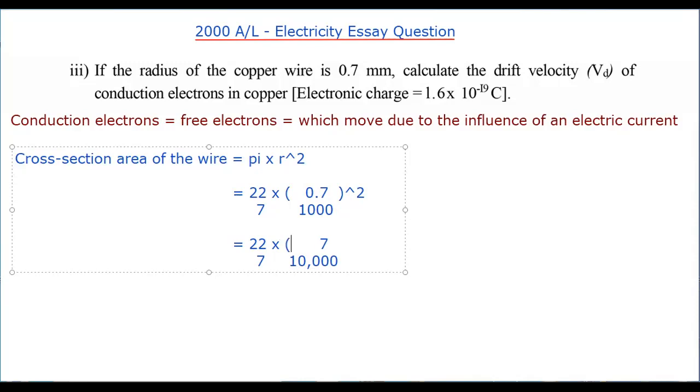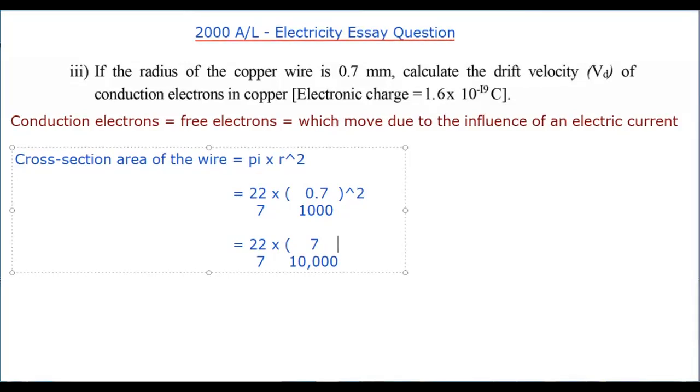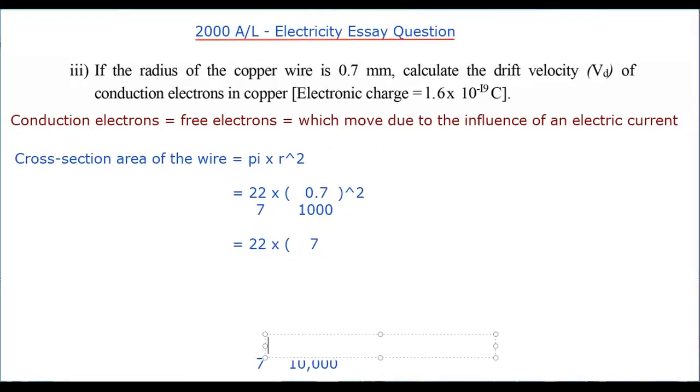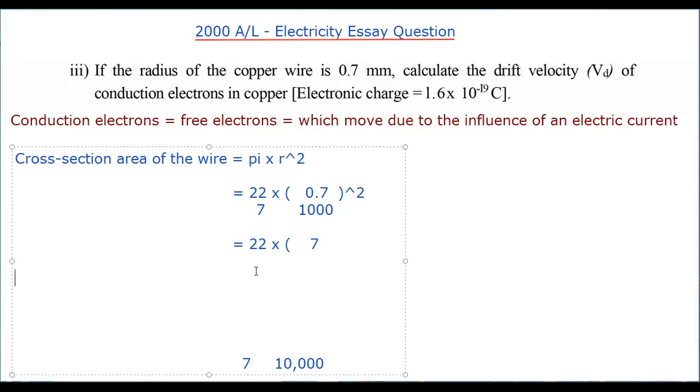Clear, sir. Right. So what did I do? I divided 0.7 by 1000, which equals 7 divided by 10,000. Am I right? Please write it. Please write with me. And do not forget the square term, right? If you forget the square term, you will be in big danger. Do not forget the square.